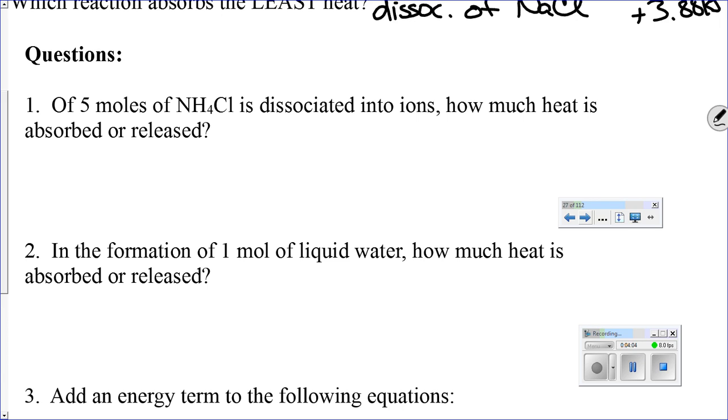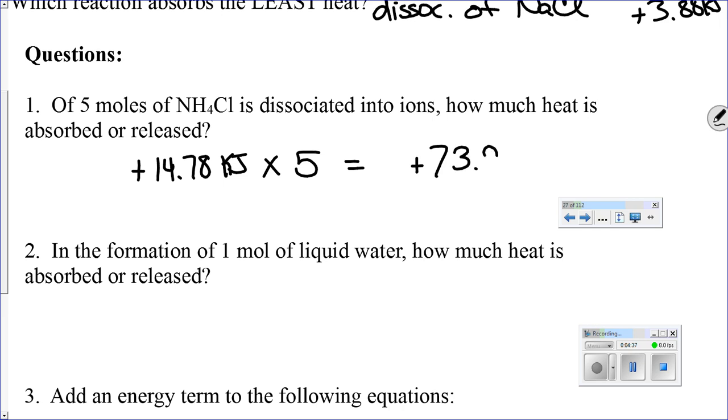So if we look at this table, and you find down here the dissociation of sodium chloride. We want to know if 5 moles of sodium chloride is dissociated into ions, how much heat is absorbed or released. So the first thing we're going to do is find the dissociation of NH4Cl, and it's got a value of 14.78 kilojoules. The reaction as written is for dissociating 1 mole of sodium chloride, and we are going to dissociate 5 moles. So we're going to multiply that by 5, which gives us a total delta H of 73.9, and that means energy is being absorbed because this is positive. And that is in kilojoules, of course.